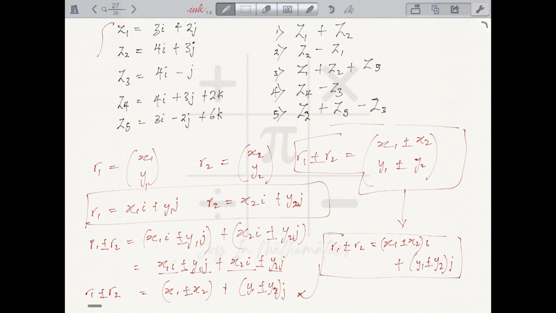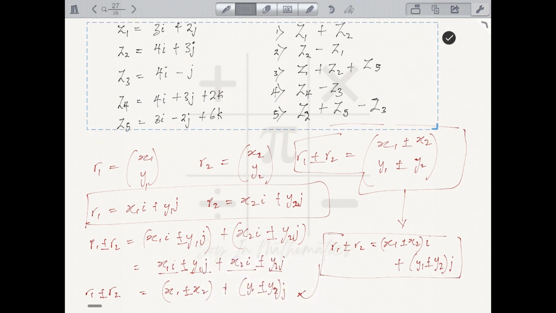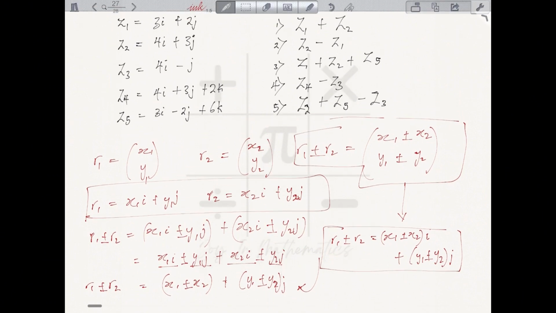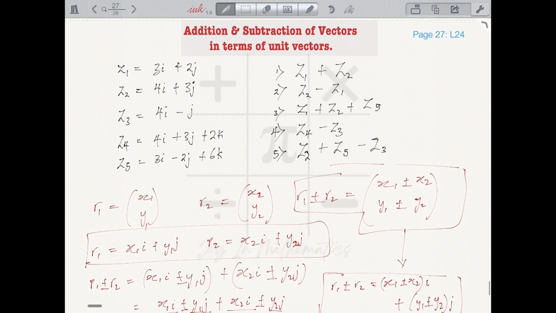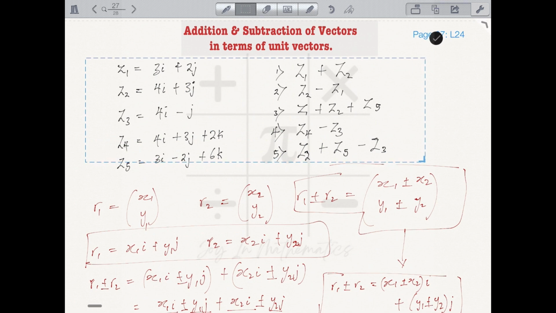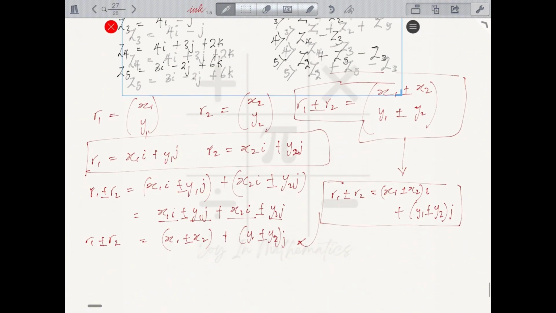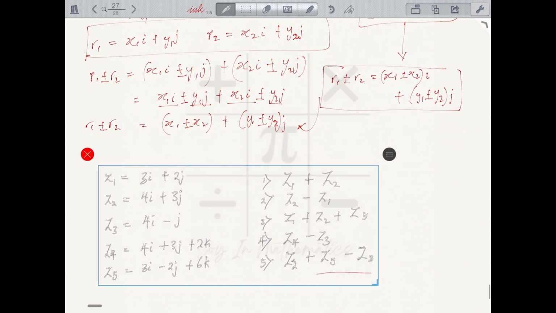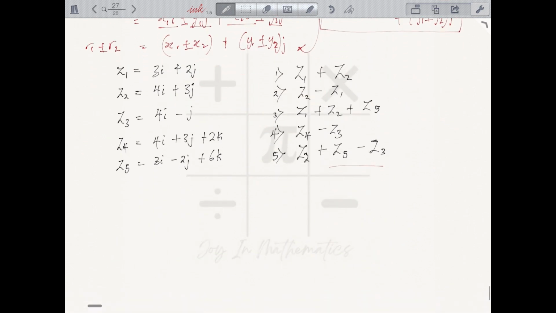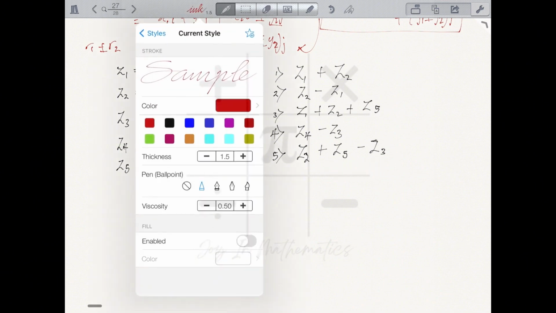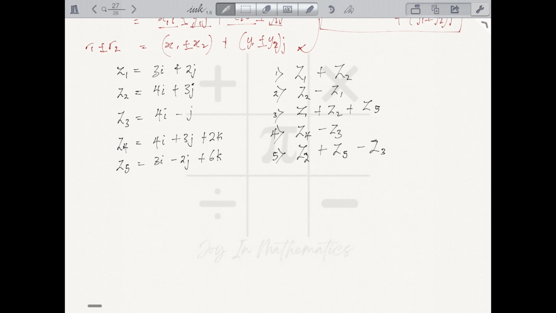We are given 5 vectors, z1, z2, z3 down to z5, and we are asked to evaluate the following questions. So let's duplicate what we have here and let's go downwards. Let's begin with question 1.